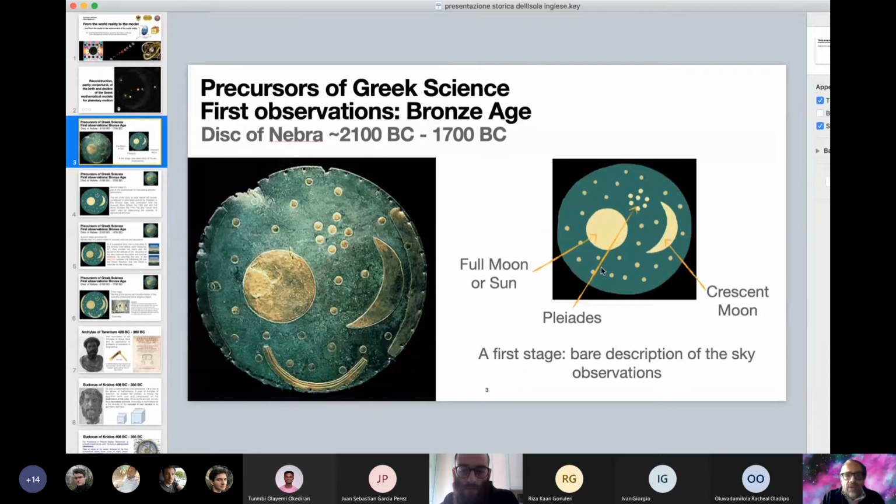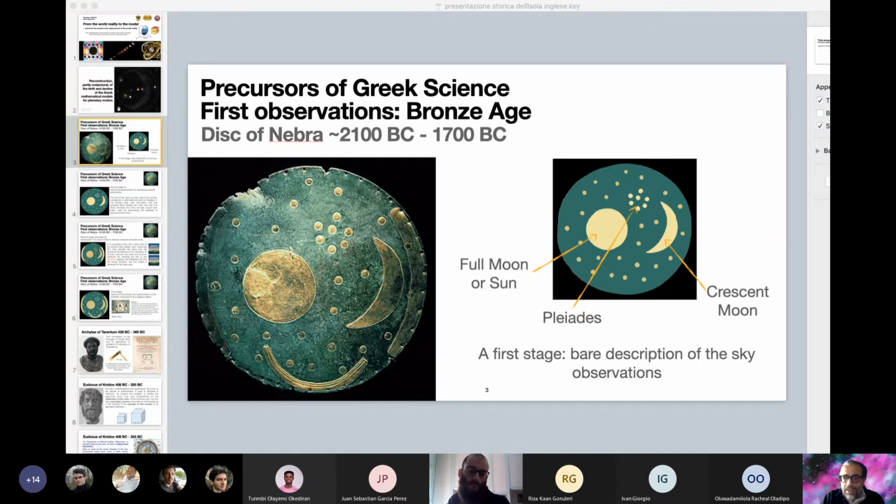So what they were doing, they were describing the position of the stars in the sky, and they were describing somehow where the moon was growing and where the moon was full, in a sense, or declining and full. Okay, so in this first stage, the scientists of this Bronze Age civilization started describing the position of stars in the sky. Okay, now you have a second stage.